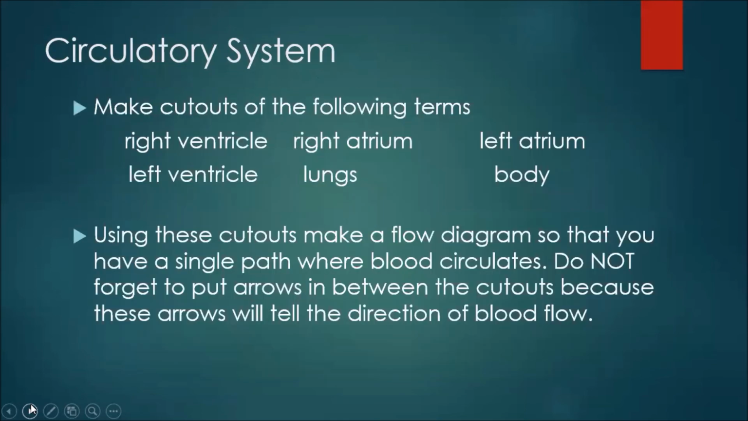This time, try to make cutouts of these terms: right ventricle, right atrium, left atrium, left ventricle, lungs, and body, using cartolina or used bond paper. Using these cutouts, make a flow diagram so that you have a single path where blood circulates. Do not forget to put arrows in between the cutouts because these arrows will tell the direction of blood flow. You can download the worksheet for this task.